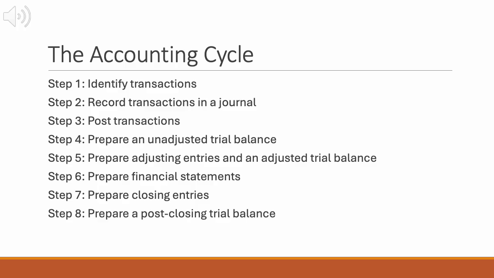Step 3. Post transactions. Now, we take those journal entries and move them into the ledger. Think of the ledger as folders that organize transactions by account. One folder for cash, one for sales, one for expenses, and so on.